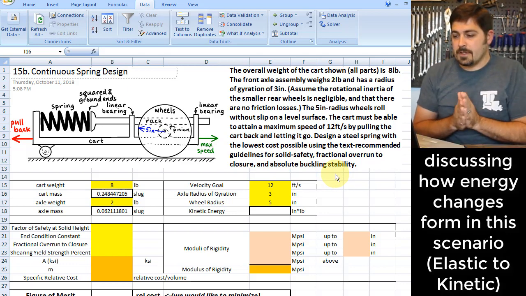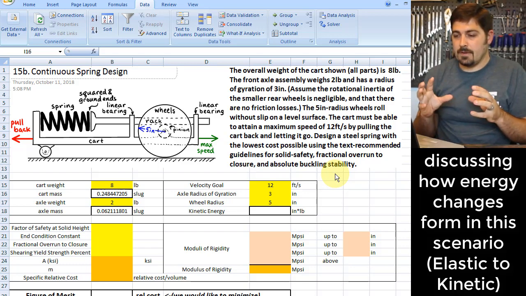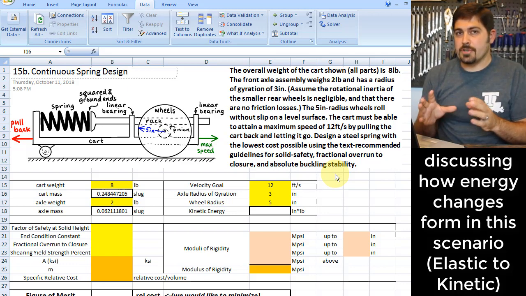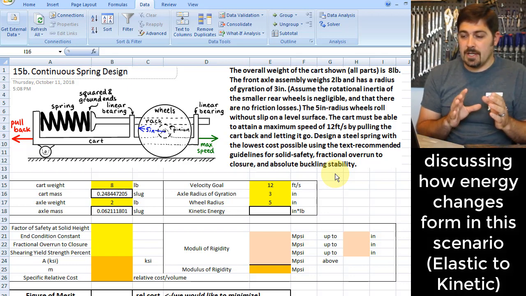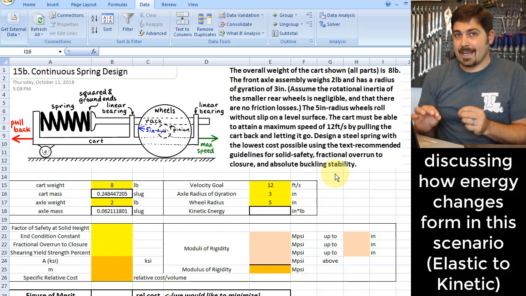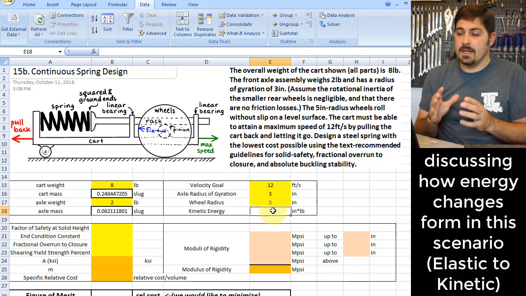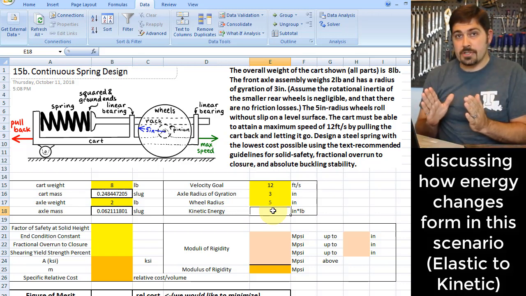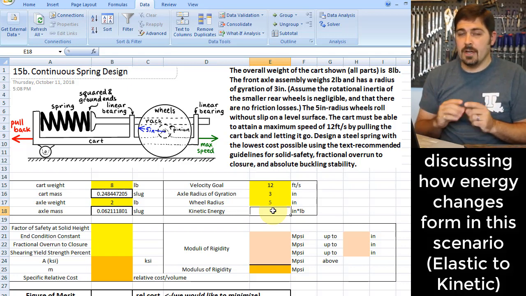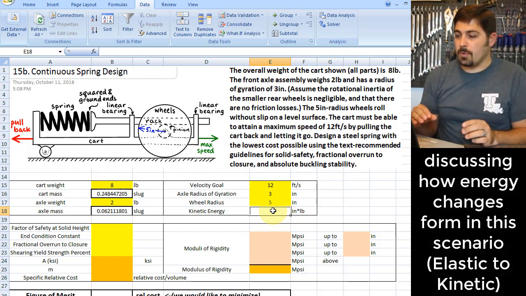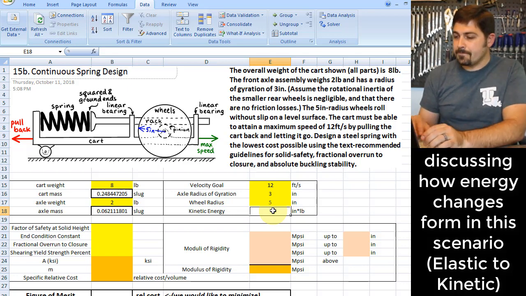Very first thing to note here is that this problem is most basically a problem about energy conservation. So we are putting energy into the spring, that's elastic energy, and letting it go, and that's going to create kinetic energy of this whole cart assembly. Once it achieves that 12 feet per second, there's actually two kinds of kinetic energy that it has. It will have both a translational kinetic energy as well as rotational kinetic energy for those front wheels, and so we need to account for both of those.